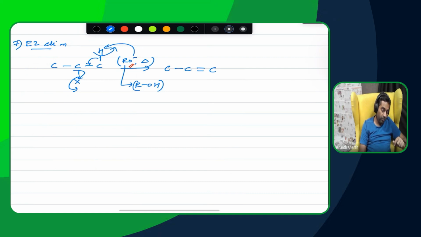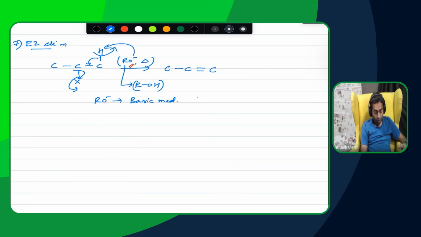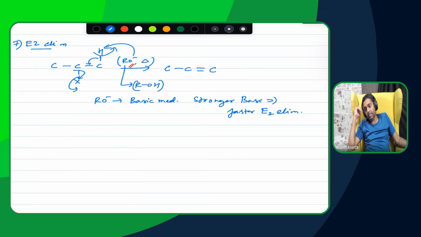E2 elimination involves an alkoxide as the basic medium. So RO minus provides the basic medium. And the stronger the basic medium, the faster the reaction. Okay, all right.